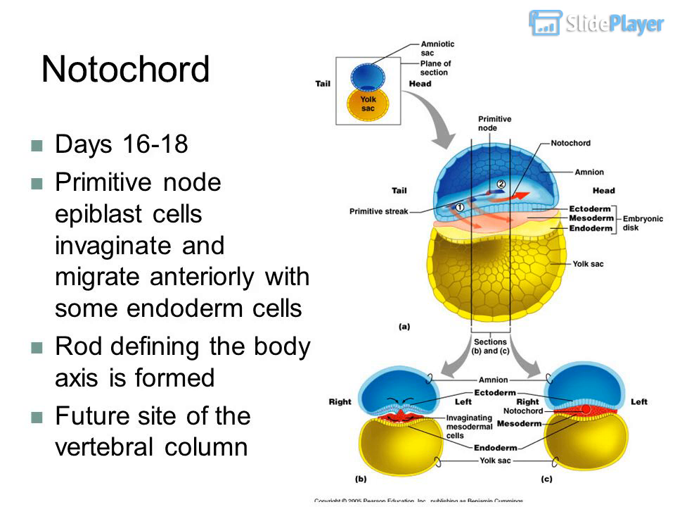Notochord. Days 16 to 18. Primitive node epiblast cells invaginate and migrate anteriorly with some endoderm cells. Rod defining the body axis is formed. Future site of the vertebral column.